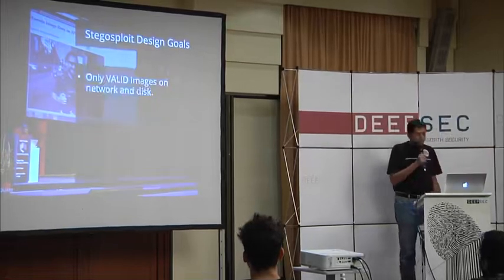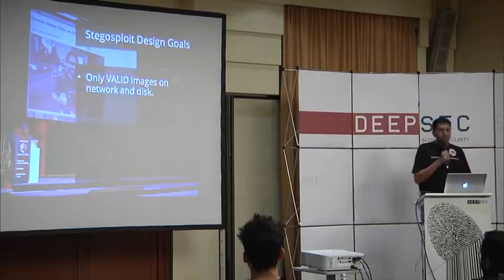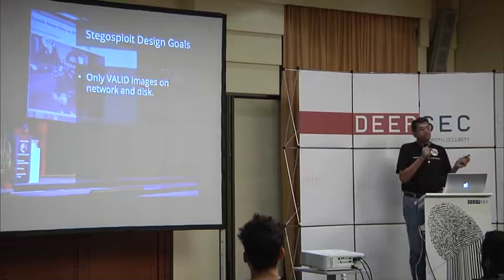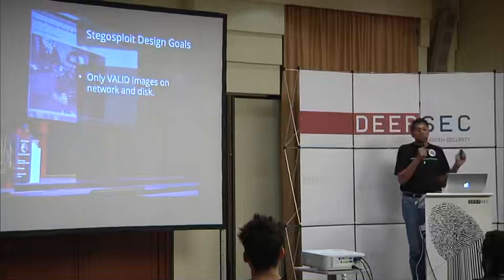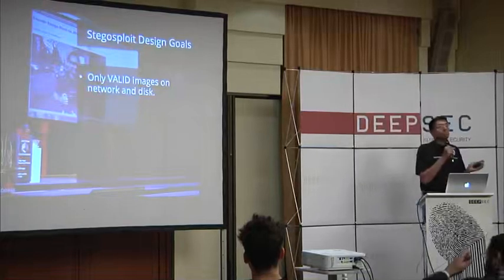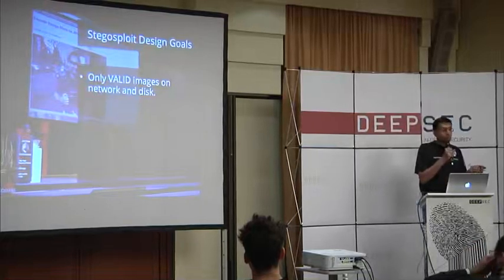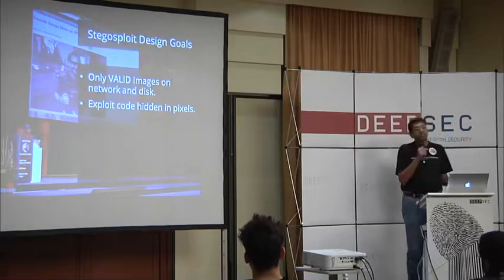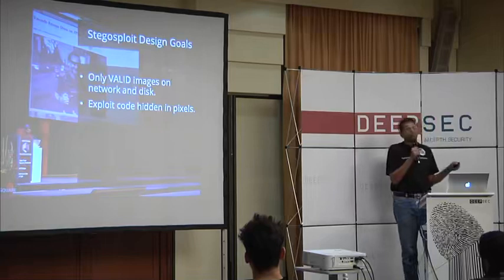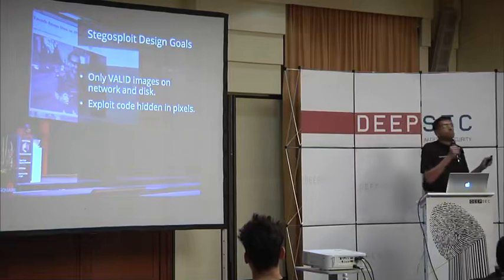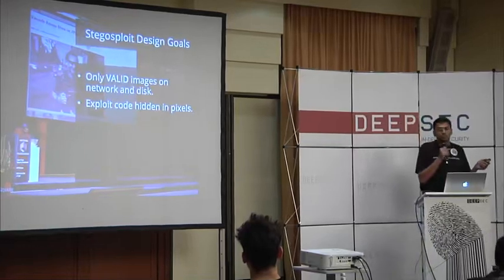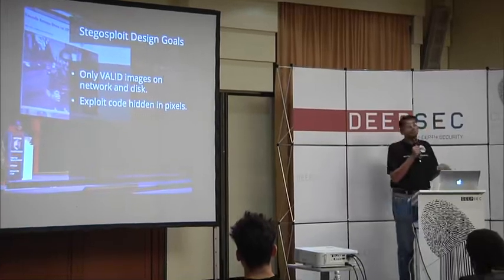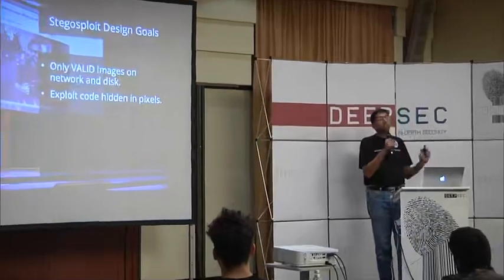So one of the goals was I only want to have valid images flying across the network and disk. Somebody should not see anything but a well-formed image. The exploit code itself is hidden as pixels in the image. It is not an ASCII string. The goal is we do not want to get detected, we do not want to get signatured, and we want to look pretty.